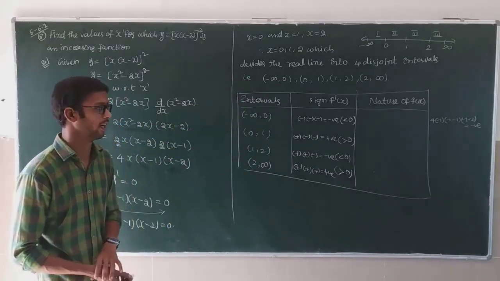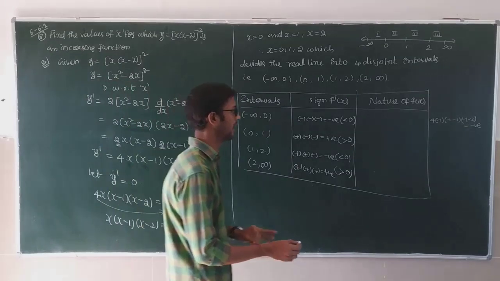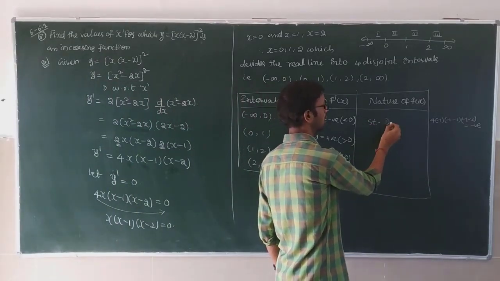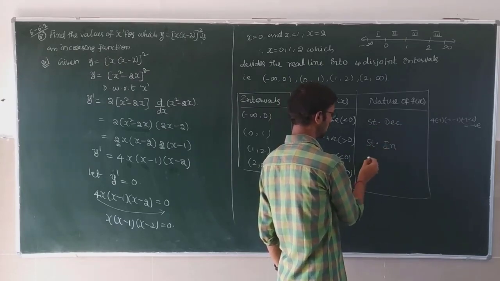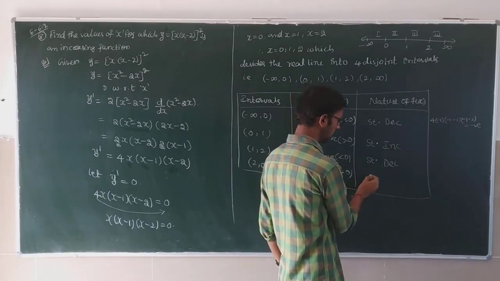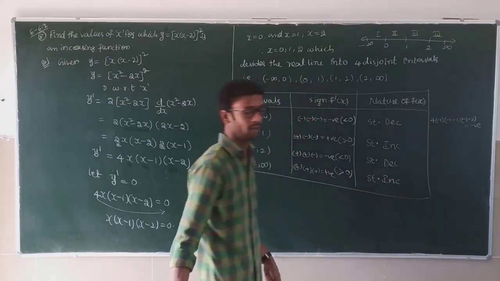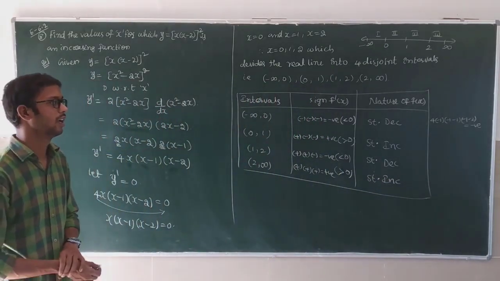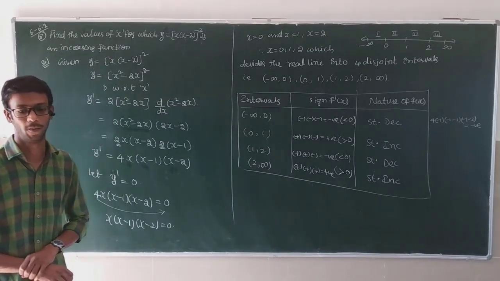Directly also you can write it. Next, the nature: what nature will you get here? Strictly decreasing, strictly increasing, strictly decreasing, strictly increasing. Greater than 0 means strictly increasing. Less than 0 means strictly decreasing function. So pause the video to note it down.